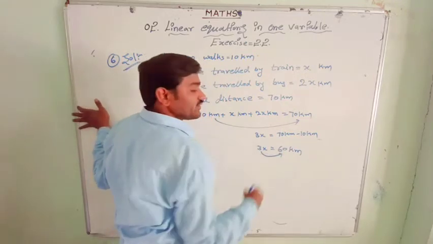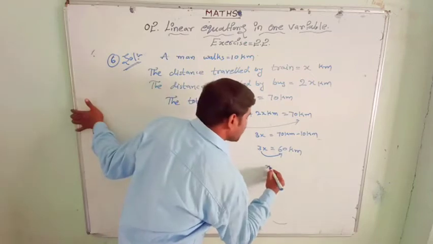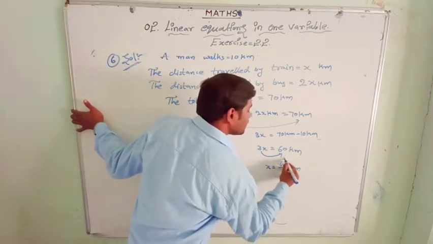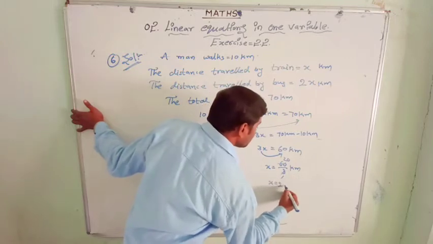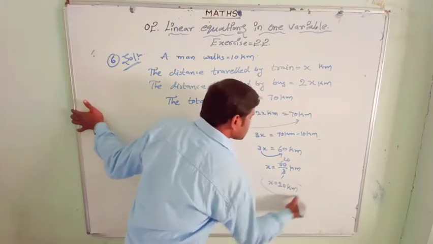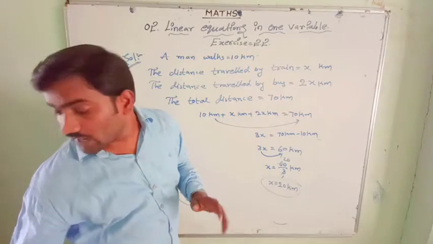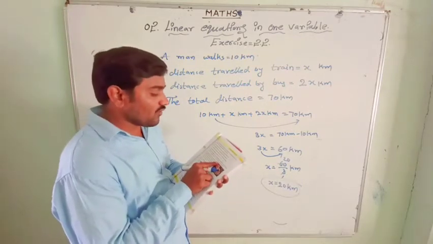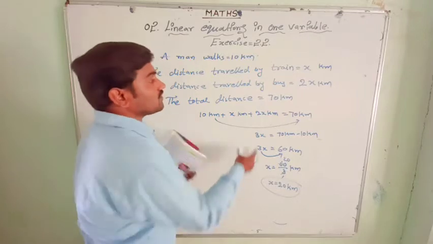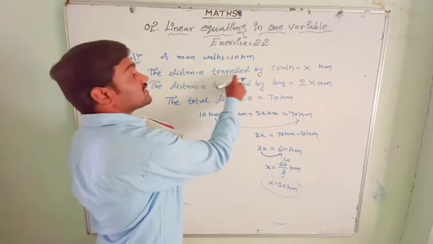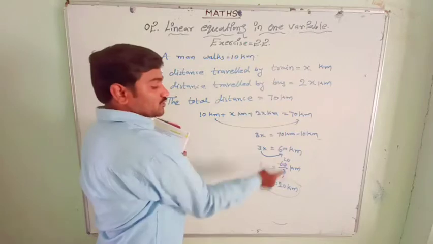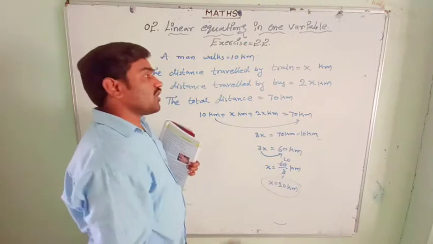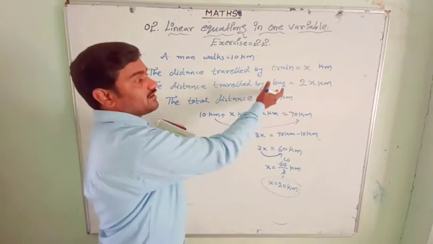This 3 is multiplying x, so we transfer it to the other side so that x equals 60 by 3 kilometers. 3 20s are 60, x equals 20 kilometers. Now what do we need to find out? How far did he travel by train? x is the distance he traveled by train. So the person traveled by train 20 kilometers. So how much distance did he travel by bus then? 40 kilometers.